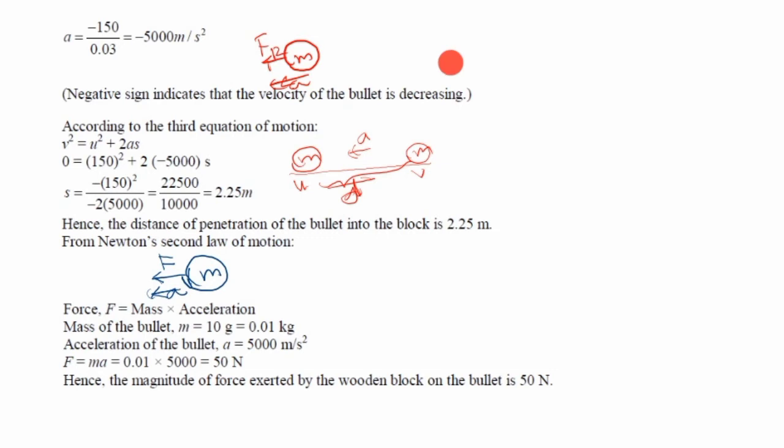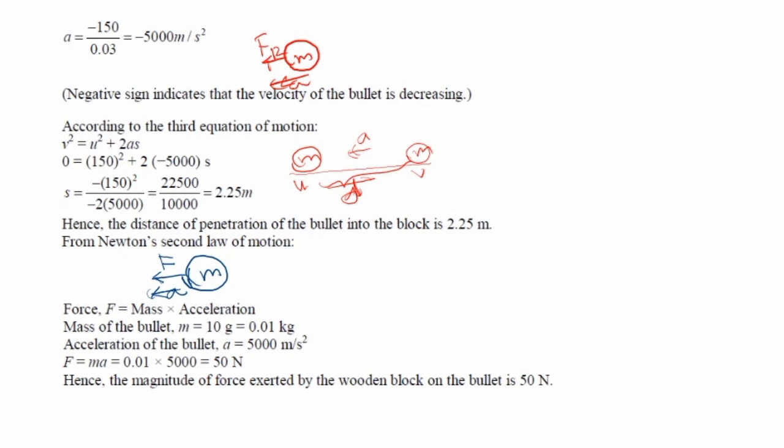Now let's move to the analysis. Now I have to use the second equation of motion, v² = u² + 2as. Final velocity is 0 and initial velocity we know, and the 2 is constant in the equation, and finally I've found the acceleration. Now I have to apply it in there. So 150 squared is 22,500, and 2 times 5,000, then you have to divide it. So the distance is 2.25 meters. It's a very big distance to think of for a wooden block, okay?